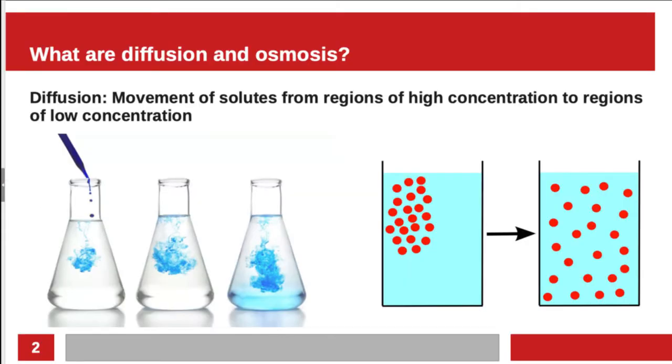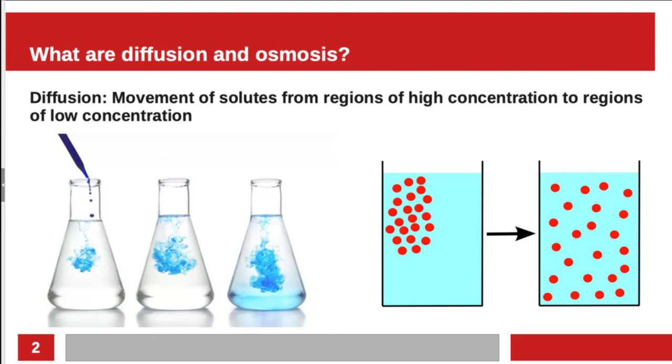So first of all, what are diffusion and osmosis? Well, diffusion, and we'll start with this because it's a little simpler, is basically the movement of solutes, so things dissolved in a solvent, from regions of high concentration to regions where they're less concentrated.